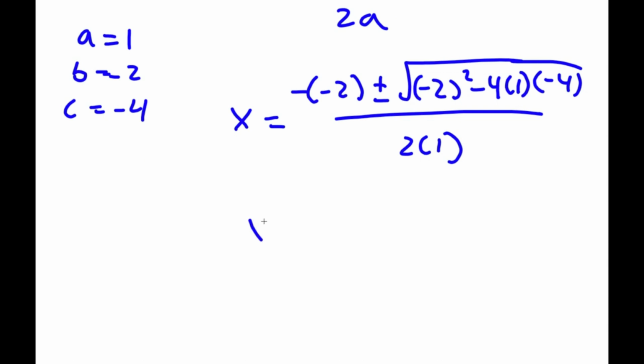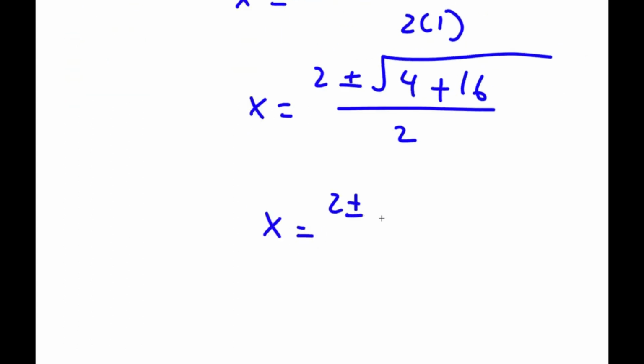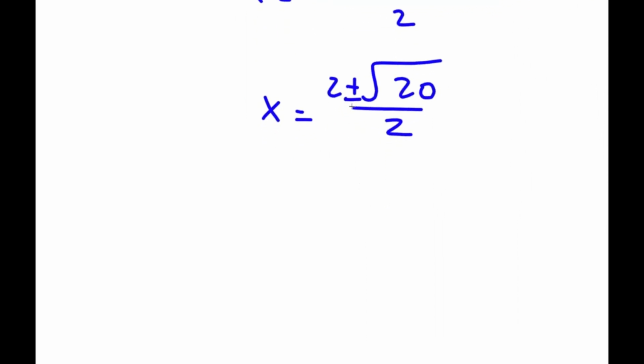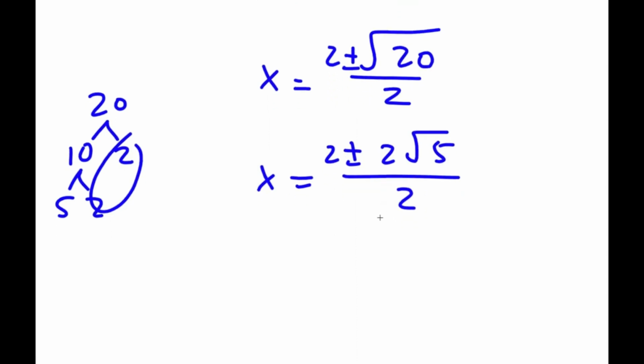so 2 times 1. So now I have x is equal to negative, and negative is positive, so positive 2 plus or minus the square root of negative 2 squared is 4 minus 4 times 1 is 4. 4 times negative 4 is negative 16, so I have positive 16 over 2 times 1, which is 2. Now I have x is equal to 2 plus or minus the square root of 4 plus 16 is 20 over 2. And now the square root of 20 is equal to the square root of 10 times 2, which is equal to 5 times 4, so the square root of 20 is 2 root 5, over 2.